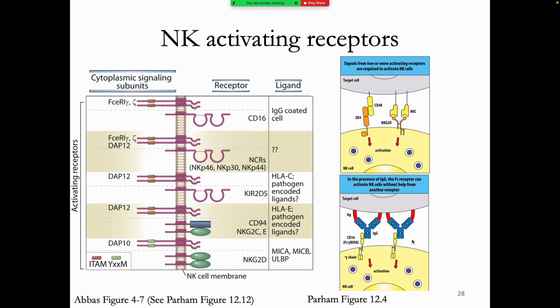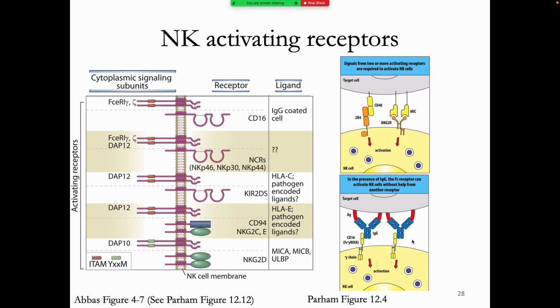This is our list of NK activating receptors. You can see that there are a whole bunch of different kinds. So you can see there's one CD16, there's some NKPs, there's some KIRs, there's some NKGs. We got a whole bunch of different NK activating receptors.